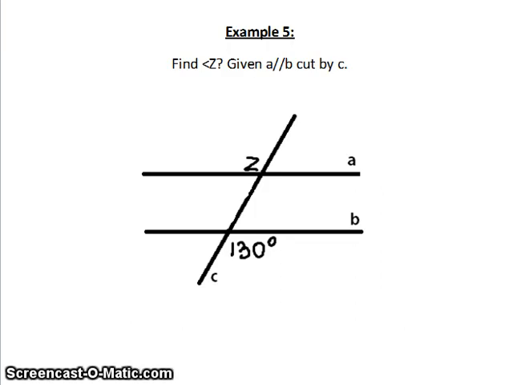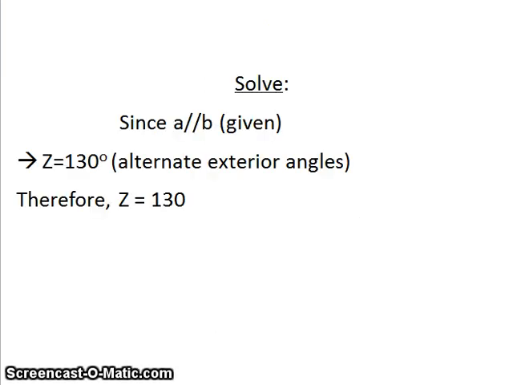Example 5. Given two parallel lines cut by a transversal and a given angle of 130 degrees, find Z. There you go. Please pause and give it a shot. Okay, since you have finished the answer, this is the solution. Since A and B are parallel lines given above, you can use the properties of alternate exterior angles, which will lead to Z equals 130 degrees. Therefore, you have the answer Z equals 130.